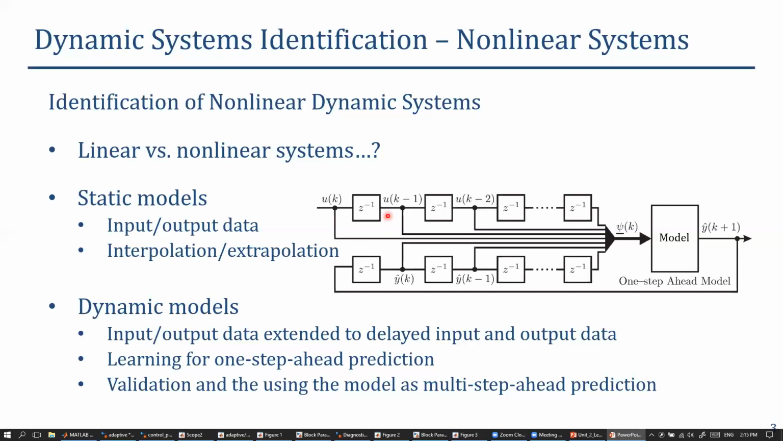How many delays? This is called the order. And which ones? How many inputs and how many outputs are we going to take? This is the selection of the regressors. So this is yk hat, yk minus 1, and so on, and uk minus 1, uk minus 2. Those are the regressors, and the z to the minus 1 blocks are delays. How many regressors, how many delay blocks, this then defines the order of the model. Is this clear?